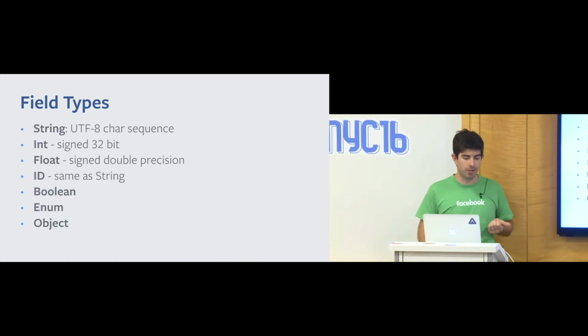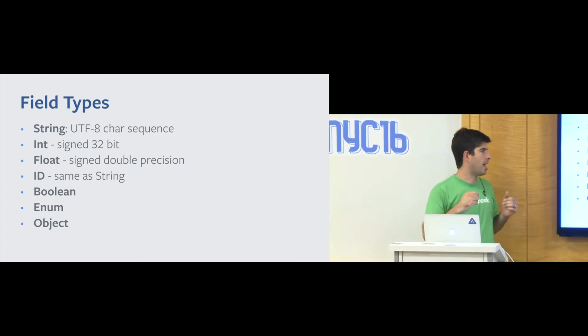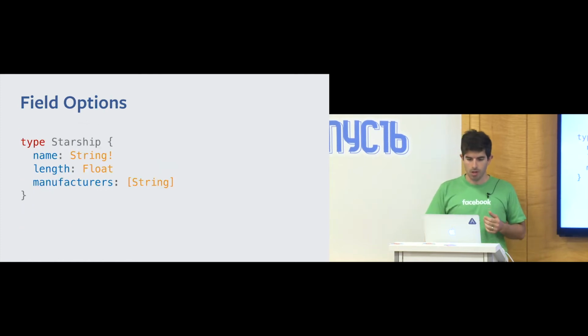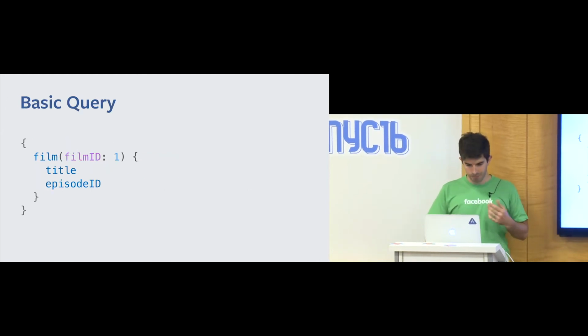The fields that you have in your types can be simple primitives, as you'd expect. They also can be enums, and they also can be other GraphQL types. You can build a hierarchy of GraphQL objects, and that is really useful in defining our APIs. Fields themselves have a few options, so they're nullable by default. You can enforce non-null with an exclamation point. You can return a list of either primitives or types with the array symbol.